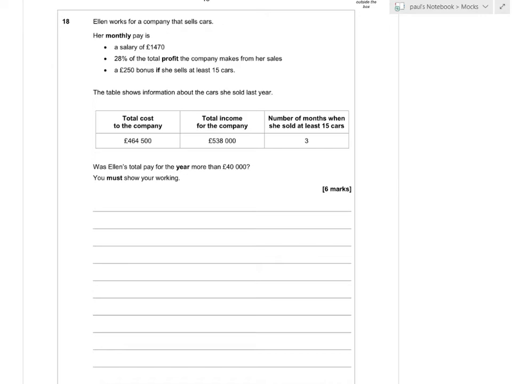Hang on, let's make sure we got it right. Her monthly pay is a salary of that, plus 28% of the total profit the company makes from her sales. What does that mean? A £250 bonus if she makes at least 15 cars. What was Ellen's total pay for the year? More than £40,000? Right, so first of all do the easy bit, because I didn't really understand that 28%.